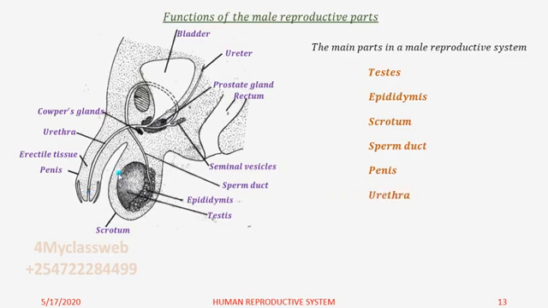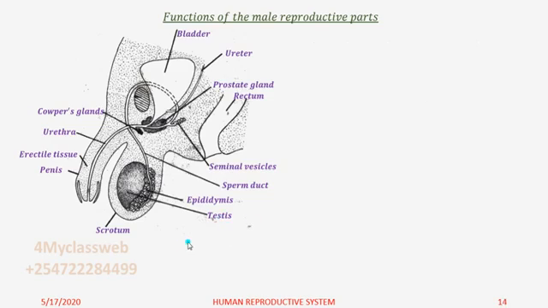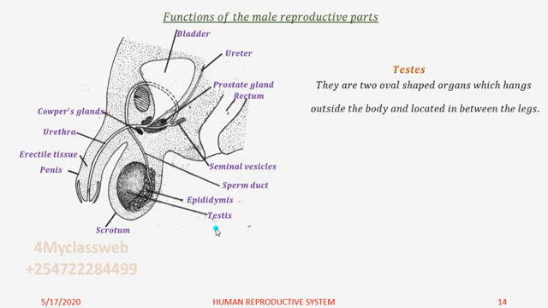Those six parts are the ones that I want to concentrate on, because they are the main parts of the male reproductive system. Now let us look at each one of them and its function. We shall begin with the testes. They are two oval-shaped organs which hang outside the body, and they are located in between the legs. Their function is to produce the male sex cell, which we call the sperms.